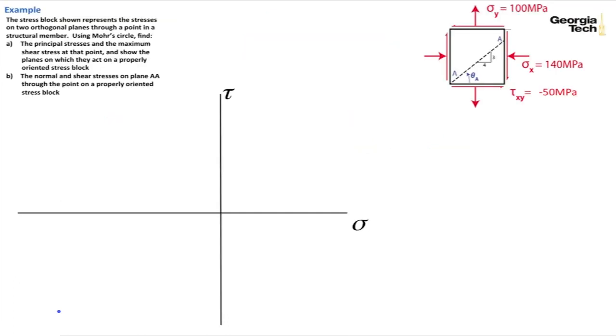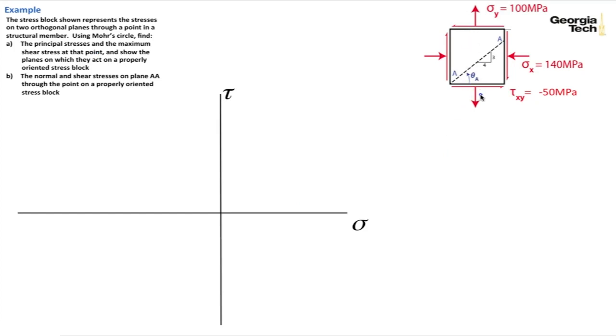So here is our example. I have a stress block that's shown, and we're going to go ahead and use Mohr's circle today to determine the principal stresses, the max shear stress, and to show the planes on which the principal stresses act on a properly oriented stress block. And so let's go ahead and start.